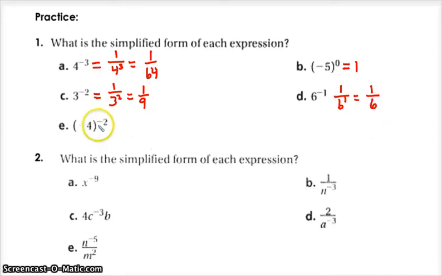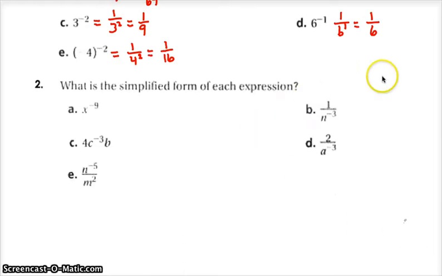Alright, last one for this section. I've got 4 to the negative 2 power. This is equal to 1 over 4 to the second power. And we know that 4 to the second power is 16, so my final answer is 1 over 16. Alright, let's put some variables in the mix. In part 2, we are still simplifying the expression, but now we're working with variables.